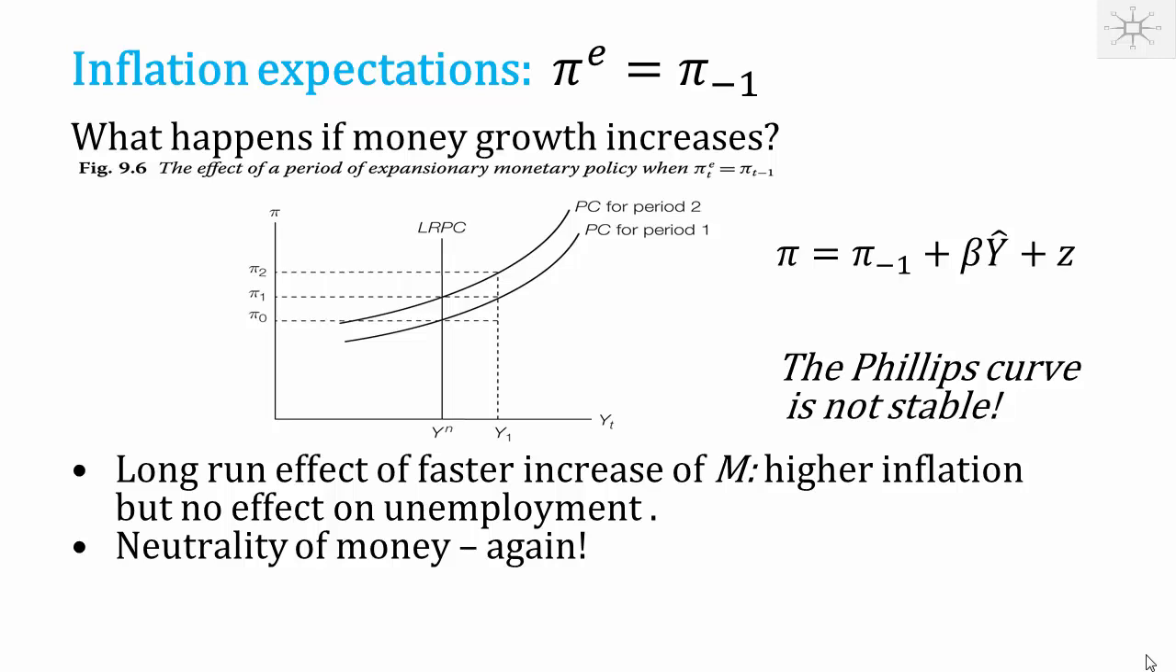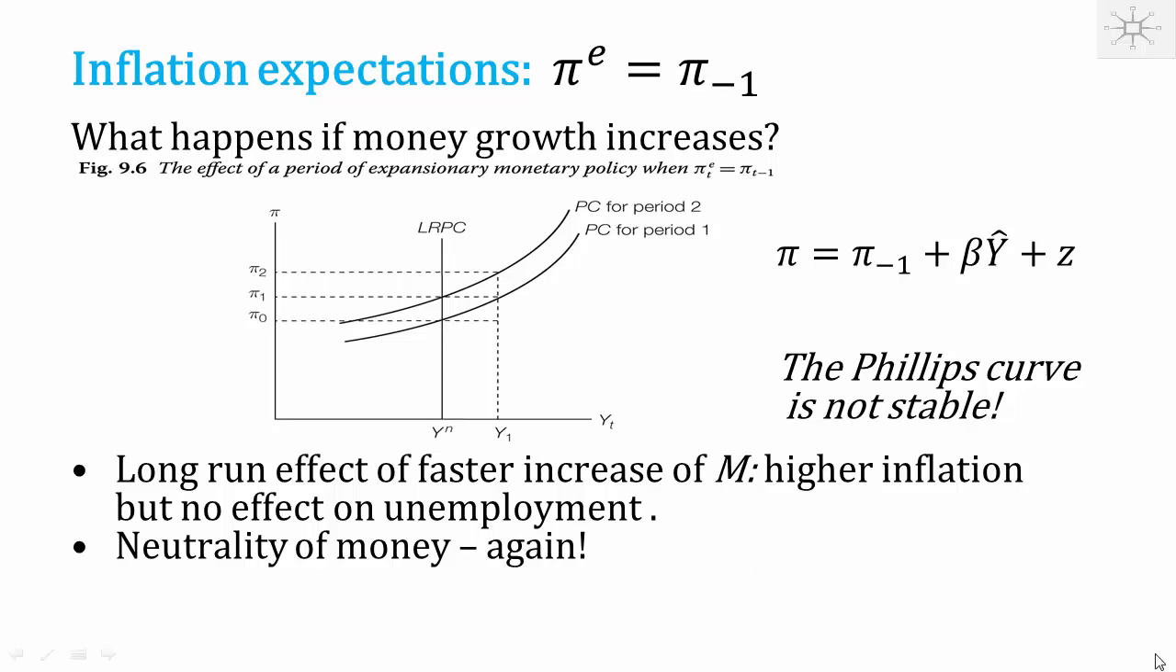Period 2. Well, in period 2, people observed that in period 1, inflation was pi 1, and that determines their expectations. So they expect inflation to be pi 1. And that means that the Phillips curve now shifts up in period 2 to this curve, which intersects this line for the natural level of production at inflation rate pi 1.